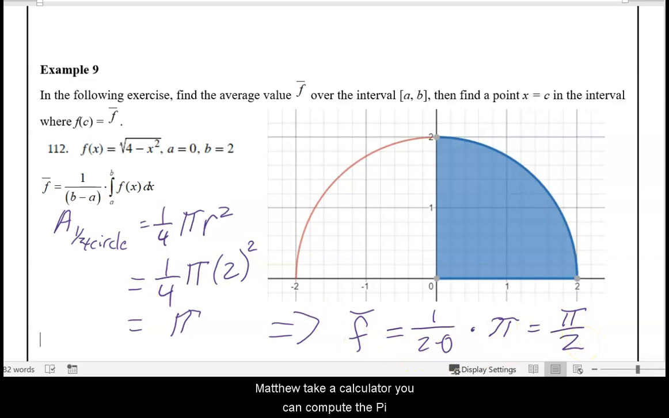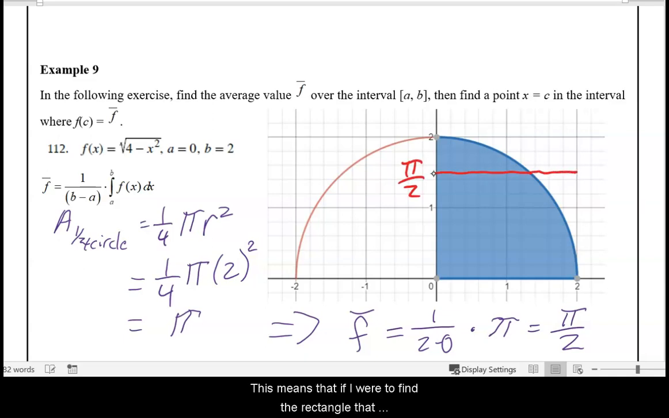Now, if you take a calculator, you can compute that pi divided by 2 is about 1.57. Come to the y-axis and locate 1.5, which would be halfway in between these values. Just above that, we'll find the value of pi over 2. What does this mean then?